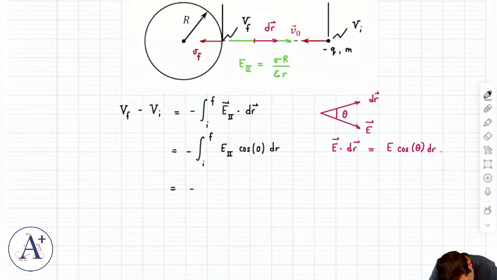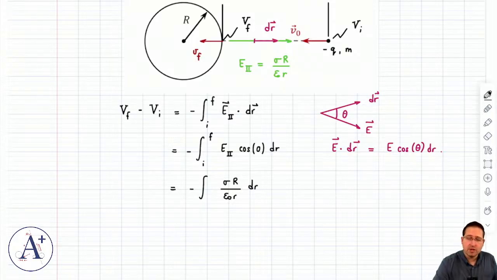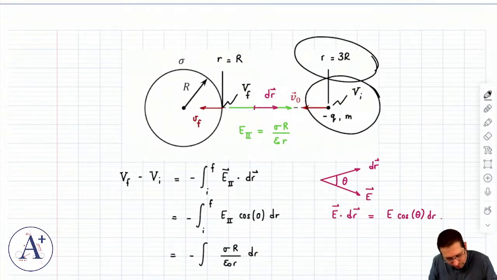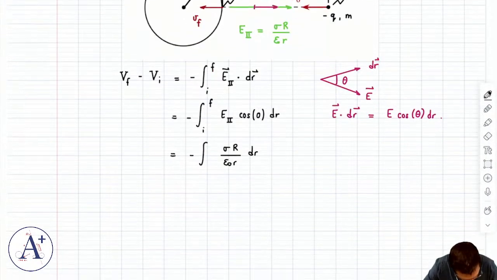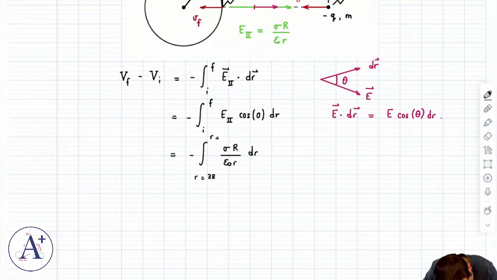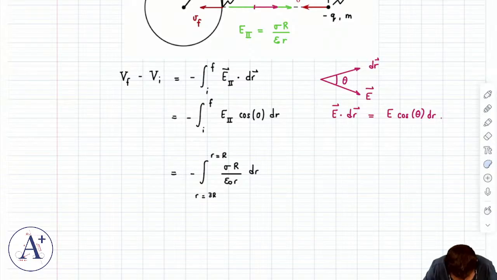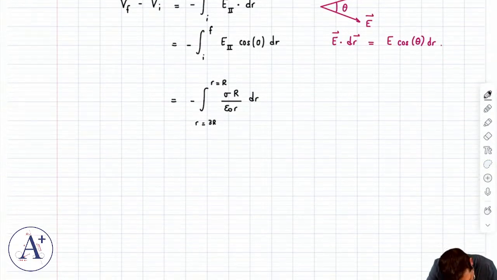Okay, so this is then minus the integral of E2, sigma r over epsilon naught little r, cosine 0 is 1, dr. And apparently I'm integrating over little r. Okay, well, initially, where am I? I'm here. r is what? 3r. So this is from r equals 3r all the way to r is equal to big R. And that's getting a little crowded, so let's try to make that a little bit easier on the eyes. There we go.